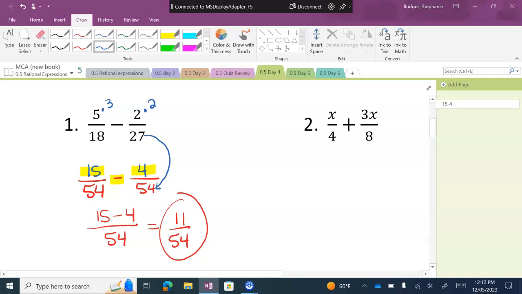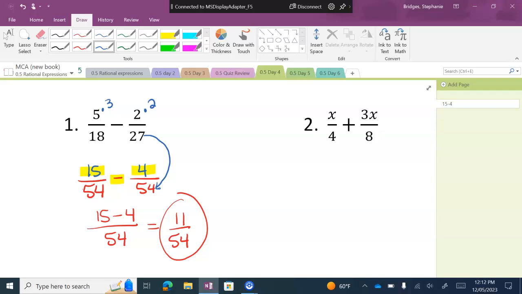All right, write down number 2. Go ahead and start working on figuring out what you think the common denominator should be here. I have x over 4 plus 3x over 8. Now, obviously, these have variables in them, so the calculator is not going to do all the work for me. But what I do need to do is look at my 2 denominators. I want to figure out what is my common denominator. I want to use the smallest I can so that I have less to simplify in the end.